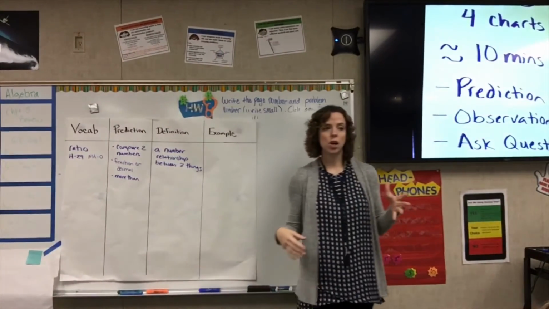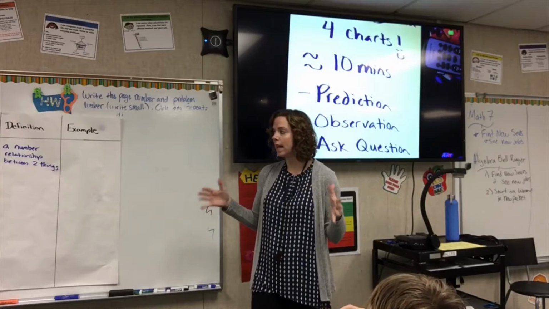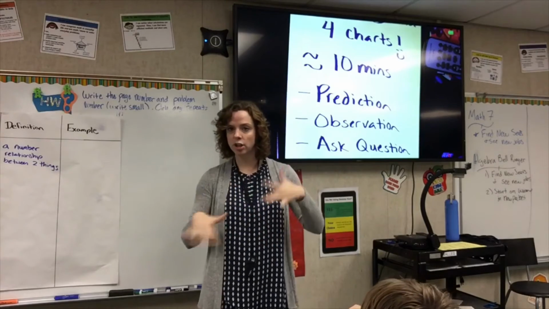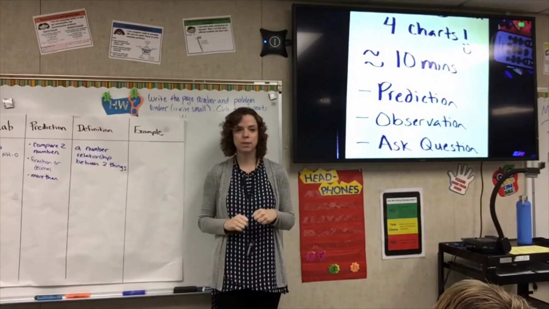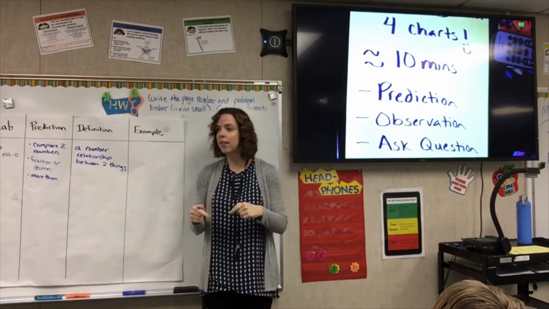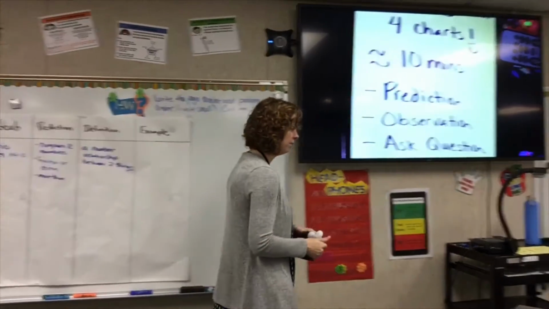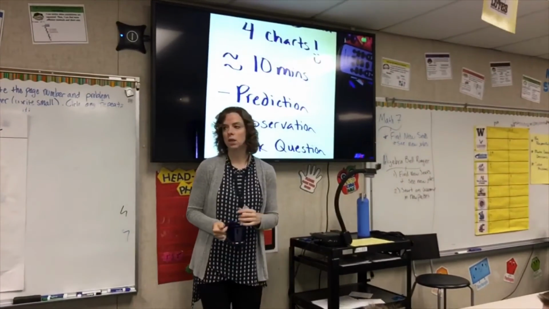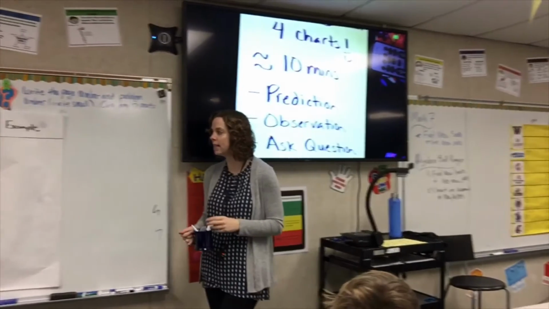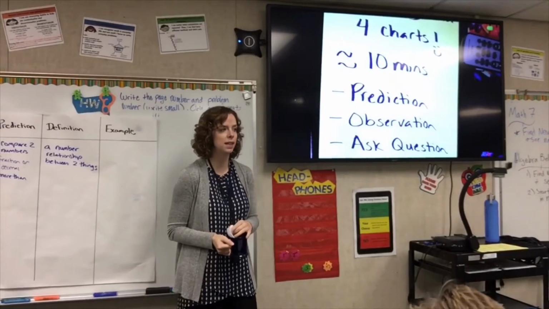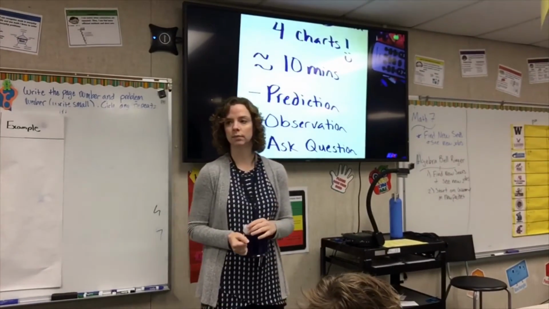Okay, so we're going to do an action with it to help us remember the word and the definition. So, in your table groups, think of an action, like a hand gesture or something, that we could use when we say a number relationship between 2 things. So heads together, discussing your groups, go. A gesture, a movement that represents a number relationship between 2 things.